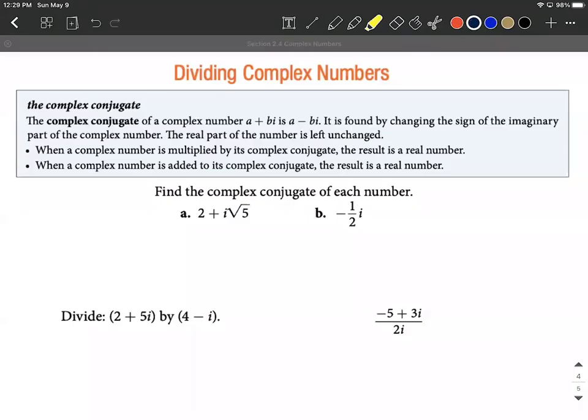Okay, dividing complex numbers. All right, the key to dividing complex numbers is we're going to try to get rid of the i from the denominator when we're doing this division. To do so, it's very, very important to understand the complex conjugate.